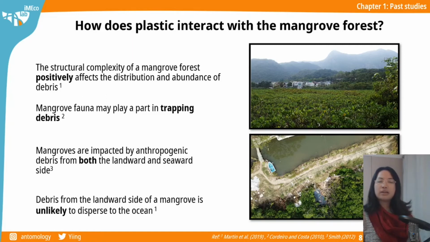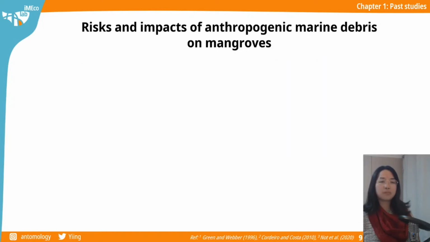And once debris is in the mangrove and it ends up at the landward side or starts at the landward side, it's just unlikely to disperse all the way out to the ocean. So for these reasons, there's a lot we need to understand about how mangroves might actually be acting as a trap.